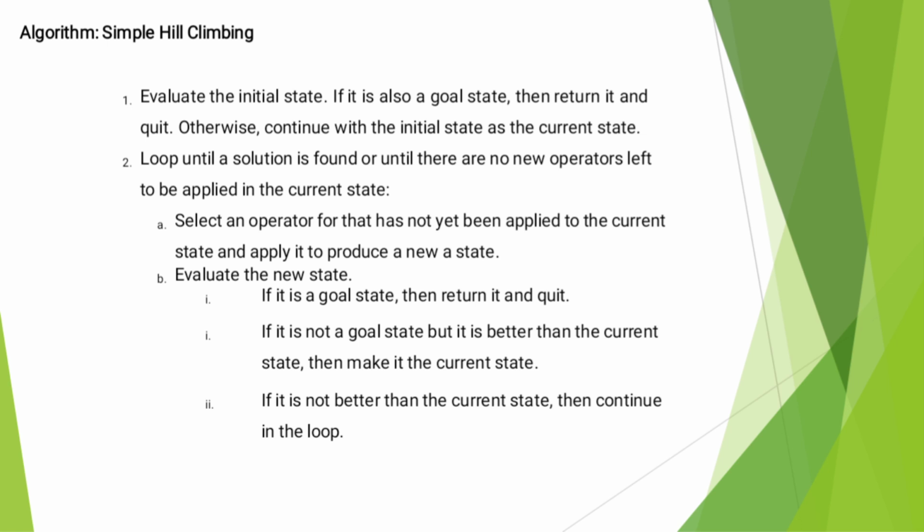Select an operator that has not yet been applied to the current state and apply it to produce a new state. Then the next one is to evaluate the new state. How to evaluate it? First, if it is a goal state, then return it and quit. Suppose it is not a goal state, but it is better than the current state, then make it the current state. If it is not better than the current state, then continue in the loop.